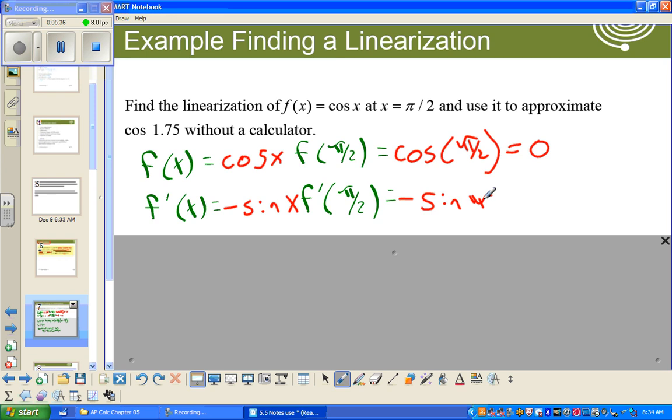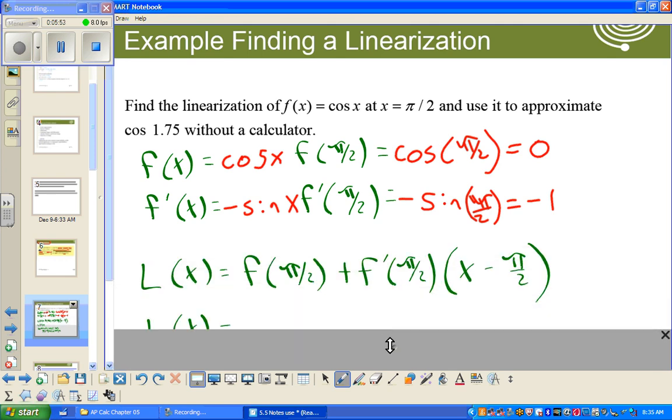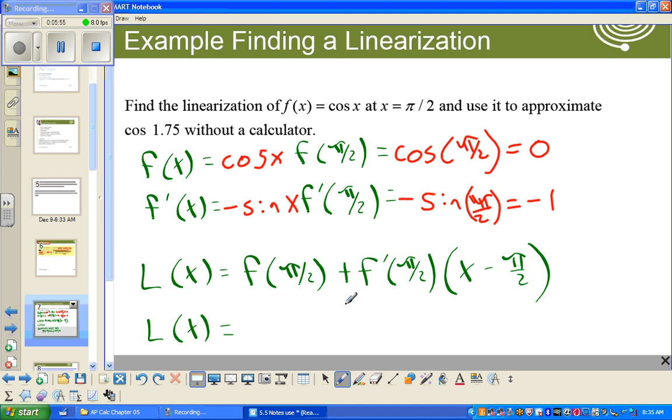at pi over 2, sorry, that's a little sloppy. I'm writing with this old computer pen. Get over it. That's going to be negative 1, of course. So, again, put all that together to write the equation of your tangent line like you have in the past. This is the new way of organizing it. But so we know the y value of the point we are using is 0.